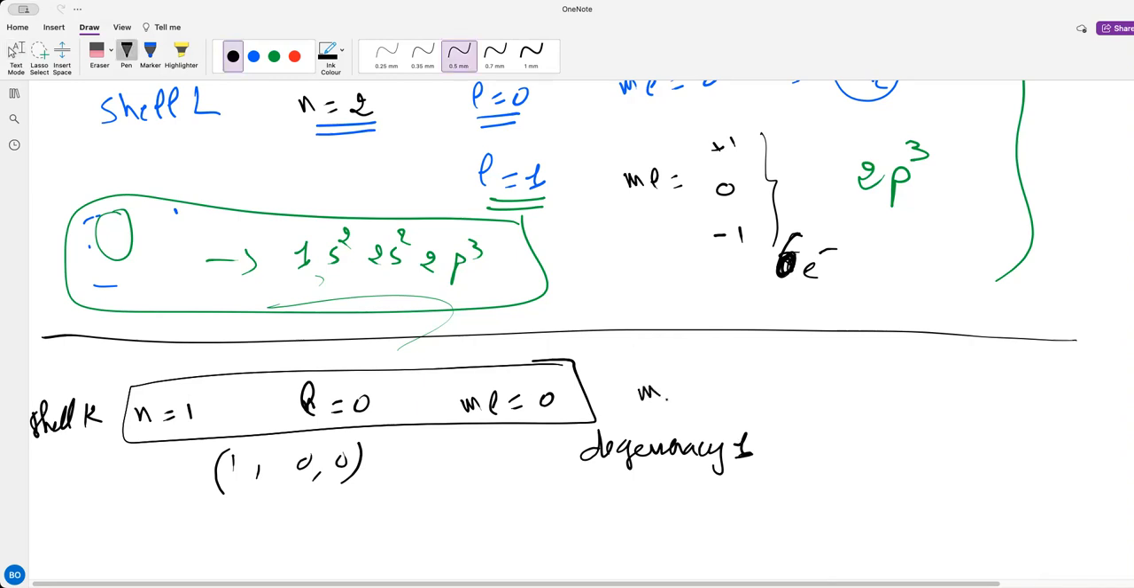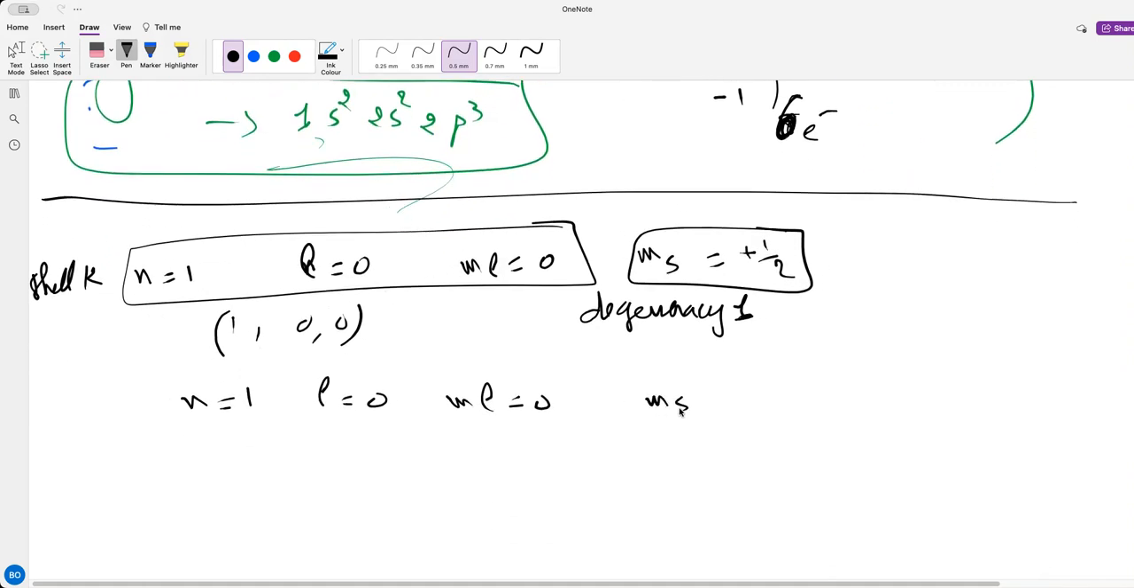However, if you include the spin in consideration, now you have two possibilities. If I include the spin, then I will have n equal 1, l equal 0, ml equal 0, and ms equal plus 1/2. And again, n equal 1, l equal 0, ml equal 0, another wave function with ms equal minus 1/2.